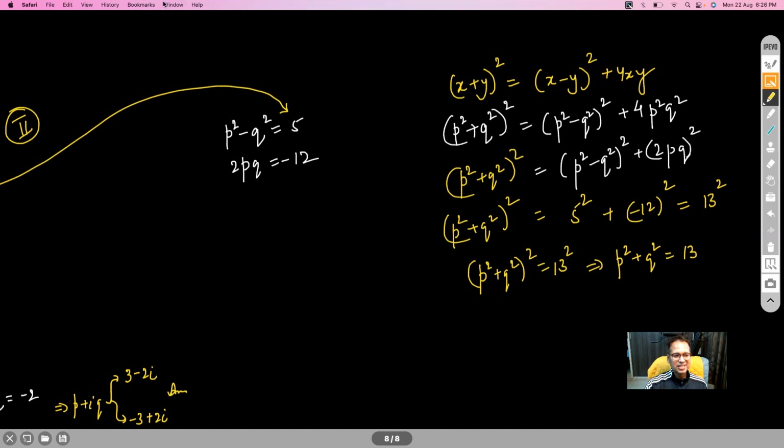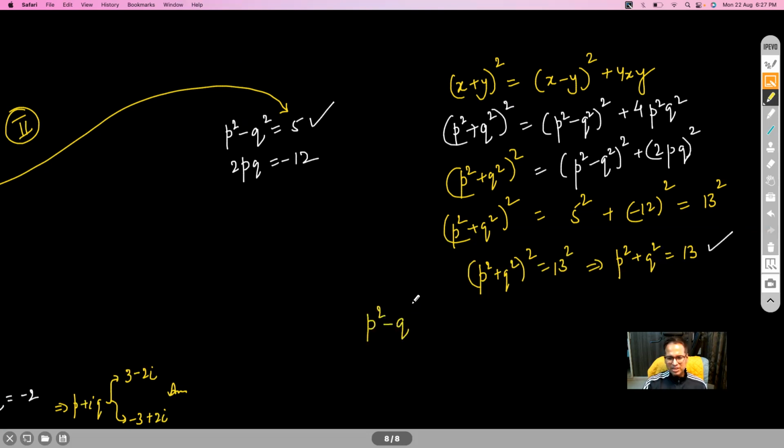Is it fine? Okay, so now why not minus 13? Why is p square plus q square only 13? Why not minus 13? Can the sum of the squares of two real numbers ever be negative? No. So that is why it is only plus 13, not minus 13. Right?